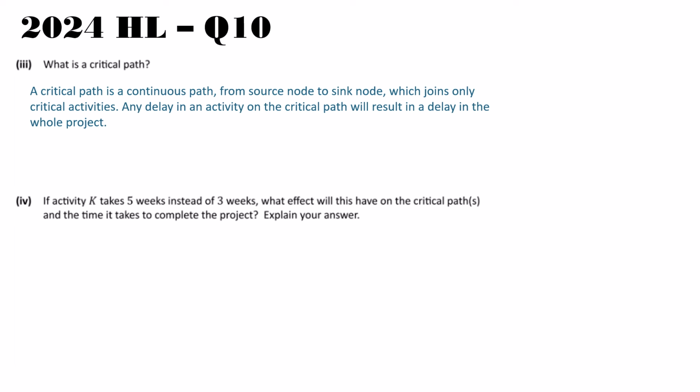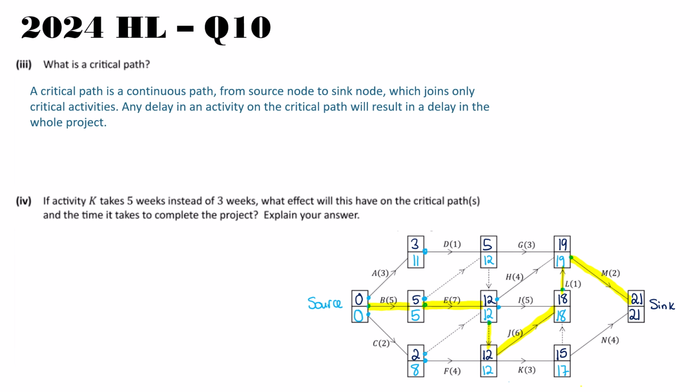So if activity K takes 5 weeks instead of 3 weeks, what effect will this have on the critical path or paths and the time taken to complete the project? Explain your answer. So we need to go back here to our actual network and we're looking at K. So let's find where K is.